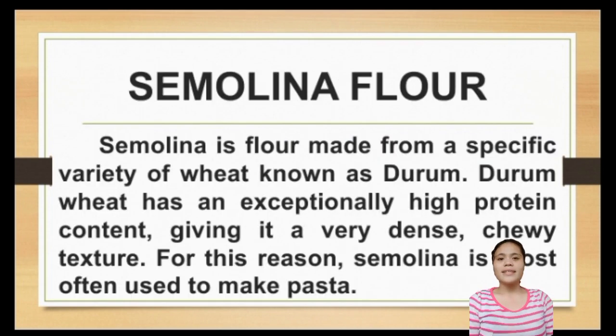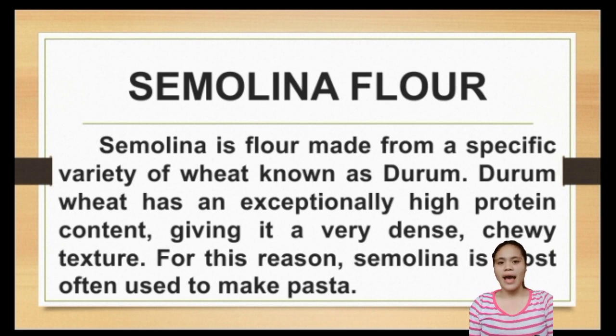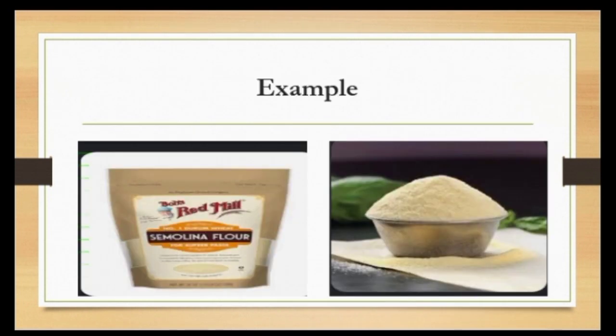Semolina flour. Semolina flour is flour made from a specific variety of wheat known as durum. Durum wheat has an exceptionally high protein content, giving it a very dense, chewy texture. For this reason, semolina is most often used to make pasta.